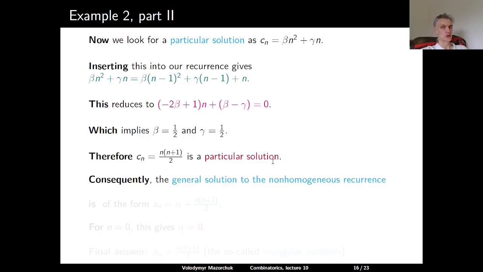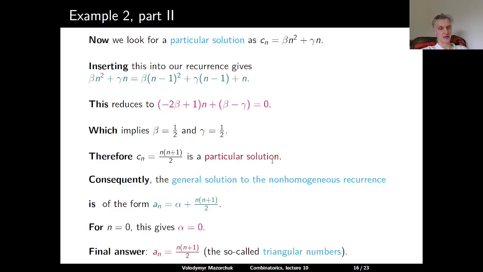So the general solution to the non-homogeneous recurrence has the form a_n is equal to alpha plus n times (n plus 1) divided by 2. And for n equal to 0, we get that alpha is equal to 0 by the initial condition. And so the final answer is a_n is equal to n times (n plus 1) divided by 2. So these numbers are called triangular numbers. Note that they are all integers, despite the fact that they look like rational numbers. In fact, these are binomial coefficients n choose 2.